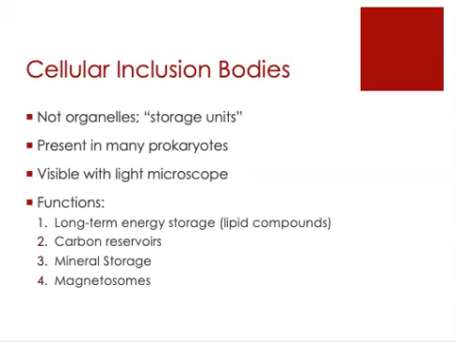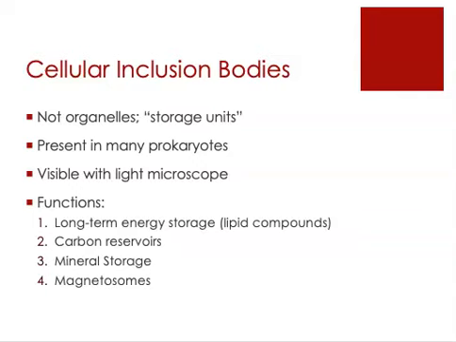The next thing I want to talk about as it relates to prokaryotic cells is a structure that we sometimes find in those cells that's unique to prokaryotes. And this structure is called a cellular inclusion body. So it's important to note right away that an inclusion body is not an organelle, and that's because it's not surrounded by a piece of membrane.